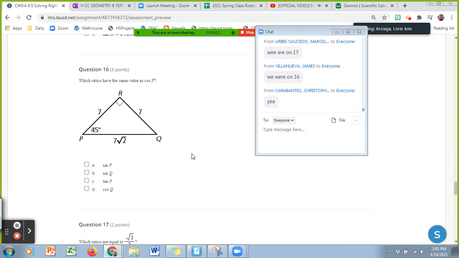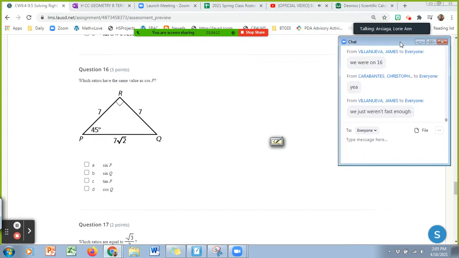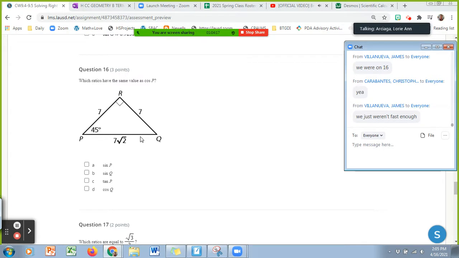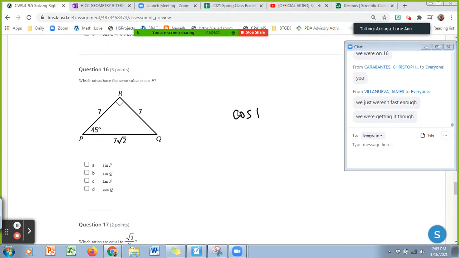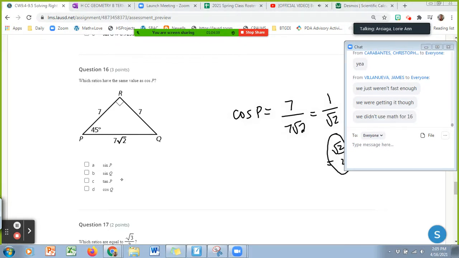Were you stuck on 16? Which ratios have the same value as cosine of phi? You have to look at each of the choices. For number 16, your cosine of phi is adjacent, which is 7, over the hypotenuse, which is 7 radical 2. So that's going to be 1 over radical 2, which is the same as radical 2 over 2. So in other words, you have to look at the other choices.